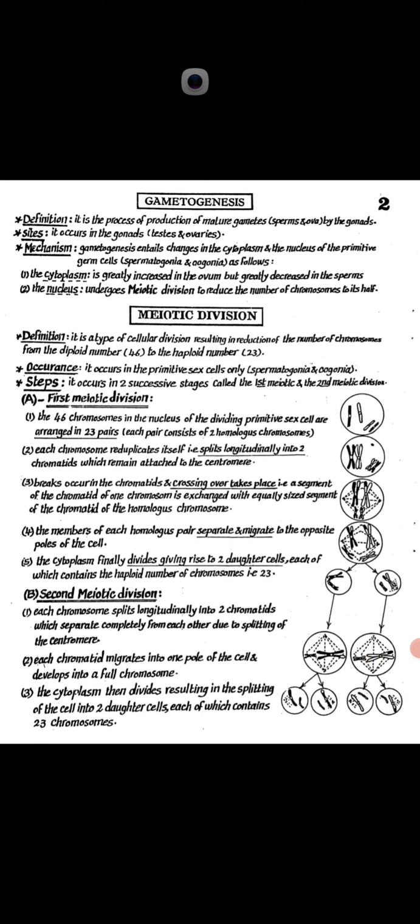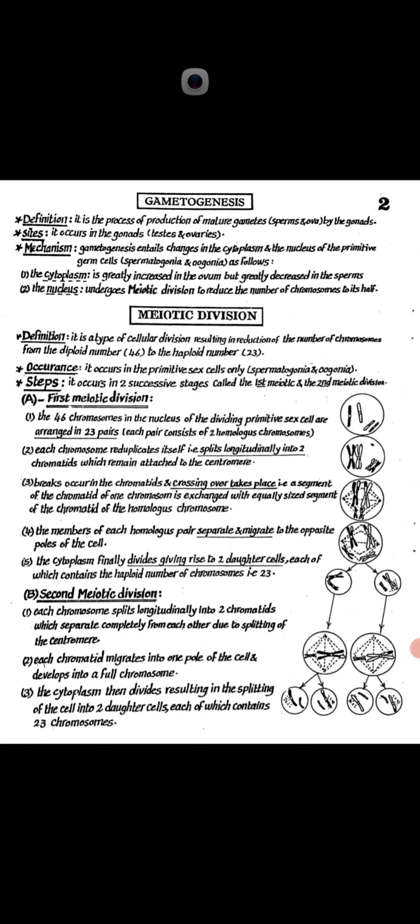First, what is gametogenesis? Gameto means gametes like sperm and ova. Genesis means formation. Now, how do we define gametogenesis? It is the process of production of mature gametes by the gonads, like sperm and ova. Now come to the site of gametogenesis. It occurs in the gonads: male gonads, the testes, and female gonads, the ovaries.